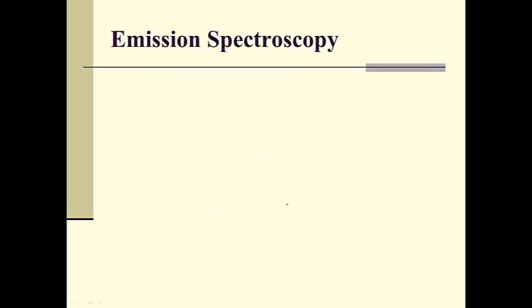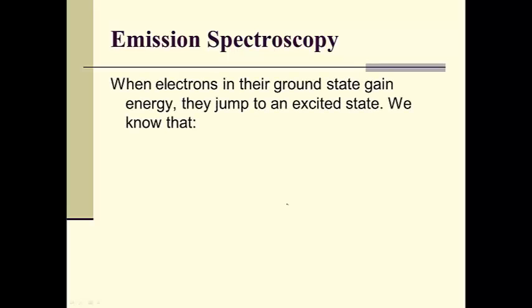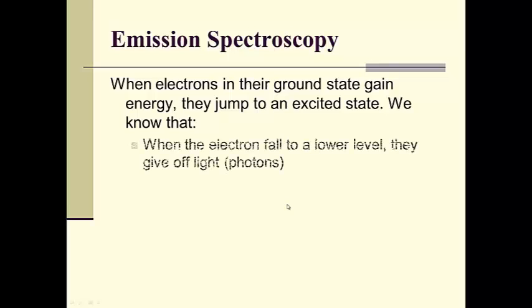Last thing we'll look at, emission spectroscopy. This is for one of your labs. When electrons are in the ground state and they gain energy, they jump up to an excited state. This you guys already know. And when the electrons fall back down to a lower energy level, they're not going to stay in the excited state. They have to give off light. They're giving off energy in terms of a photon.